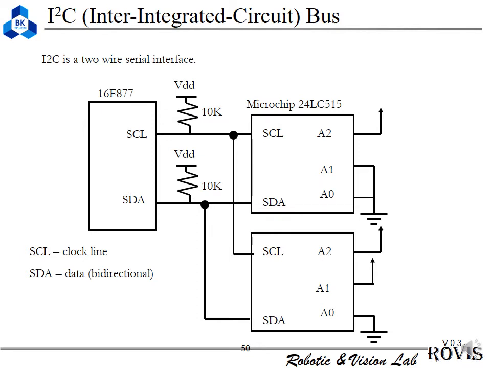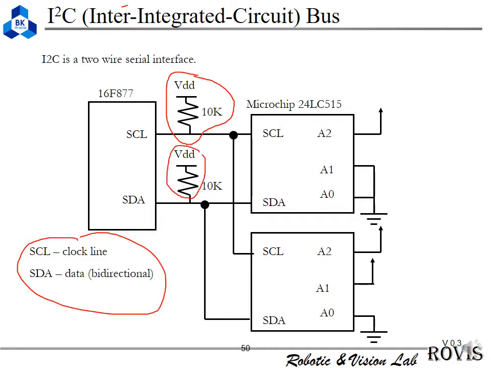Because of the hardware, please remember that if we want to use the I2C communication mode, we must make the circuit like this: a resistor connects to the power, VDD, for example 5 volts, and connects to the line to eliminate the noise.